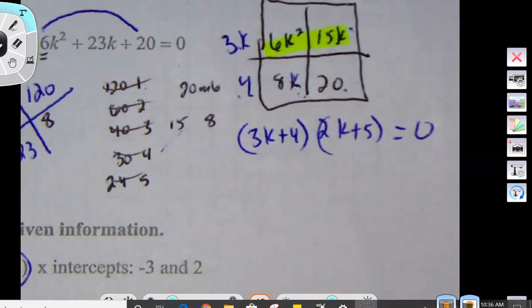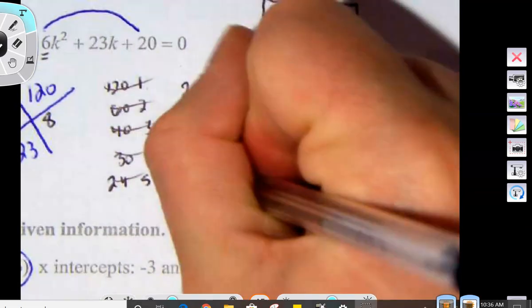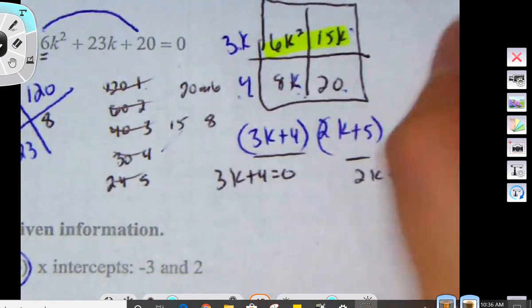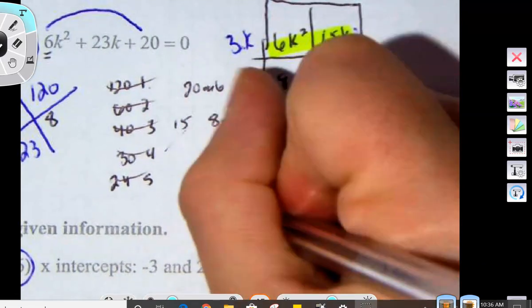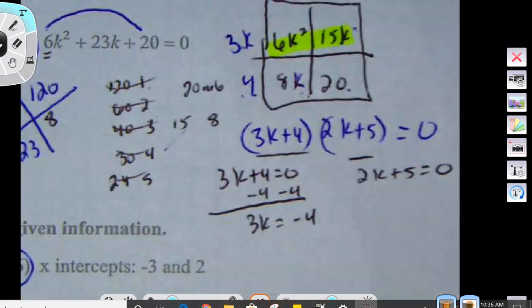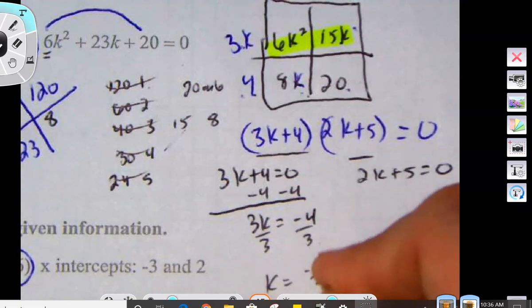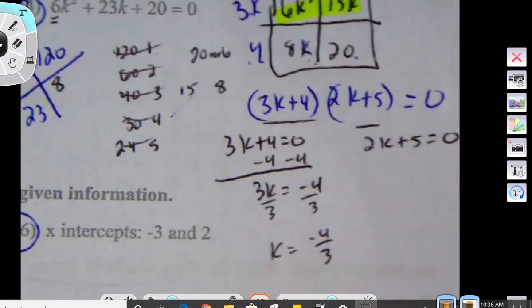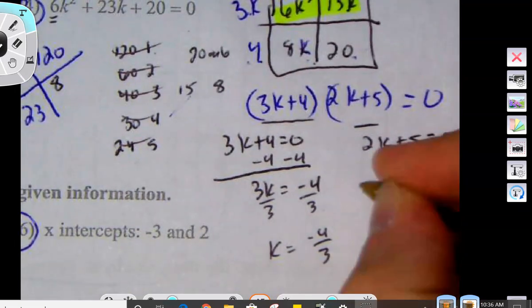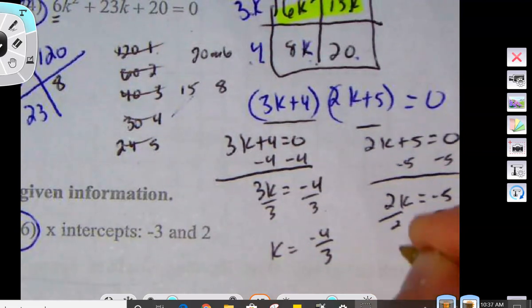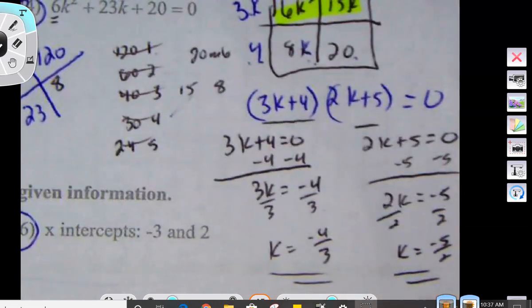So we can factor into 3k plus 4 and 2k plus 5, but we haven't found the zeros yet. I would then need to use the zero product property for each of these. So 3k plus 4 equals 0, 2k plus 5 equals 0. Minus 4 from both sides, 3k equals negative 4, then divide by 3, k is equal to negative 4/3. That's one of my zeros. Over here, minus 5, 2k equals negative 5, divided by 2, k equals negative 5/2. Those are my two zeros for 24.